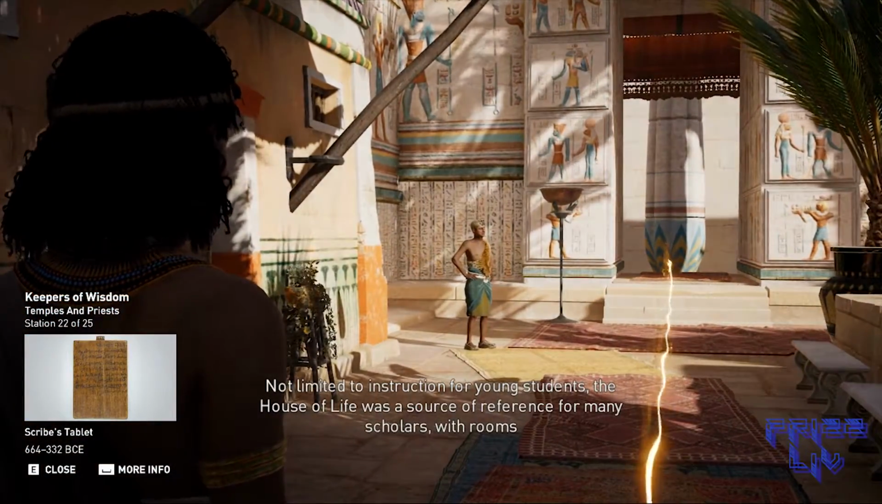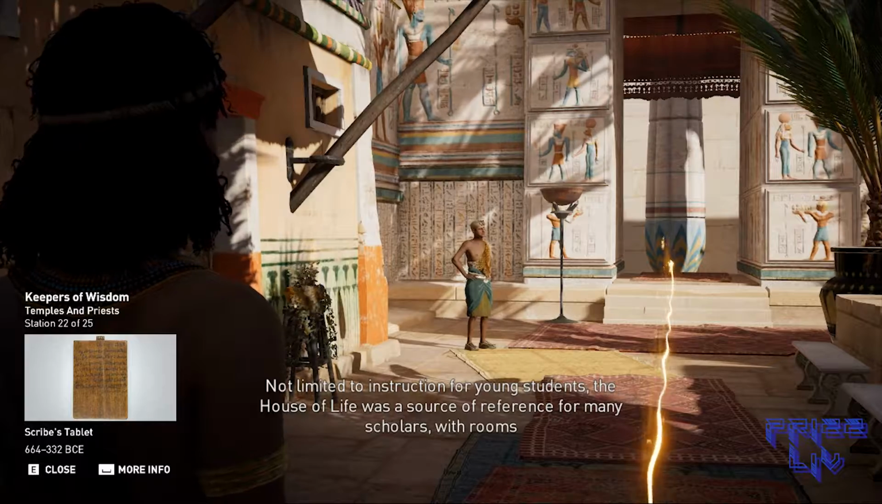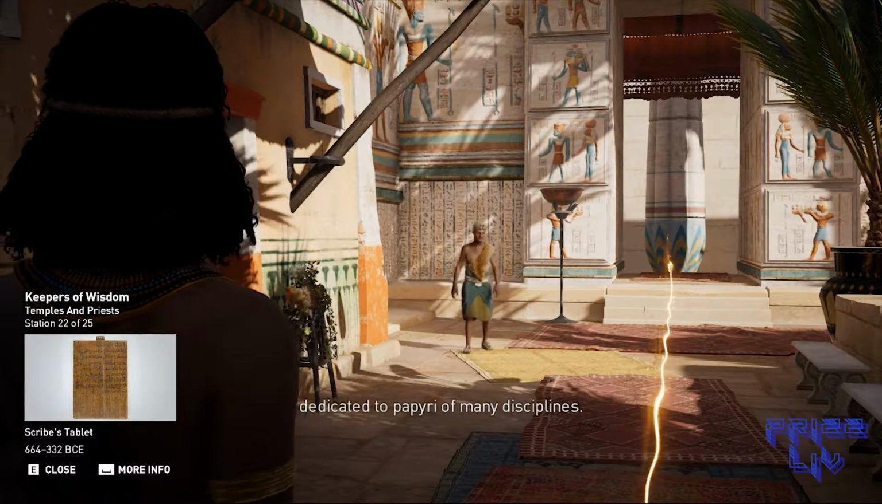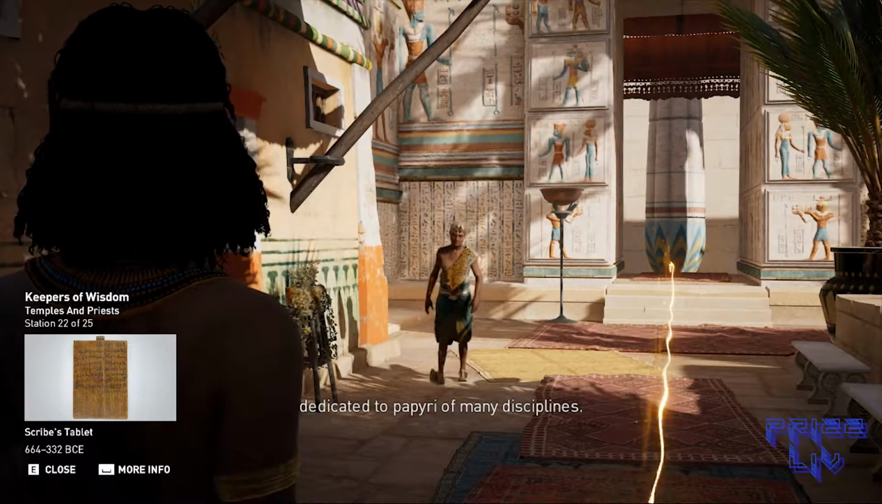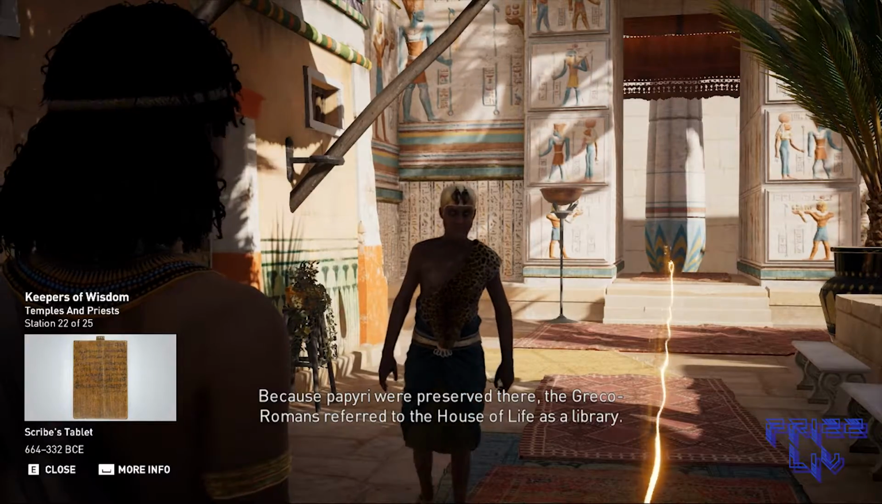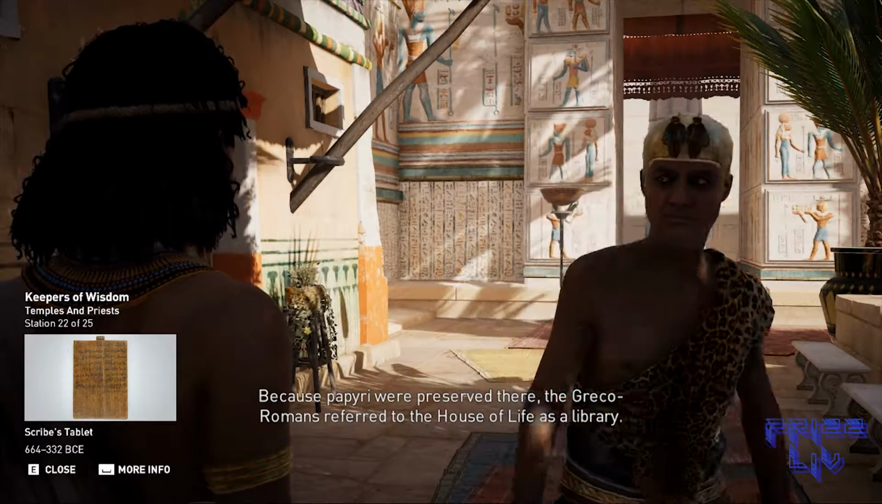Not limited to instruction for young students, the House of Life was a source of reference for many scholars, with rooms dedicated to papyri of many disciplines. Because papyri were preserved there, the Greco-Romans referred to the House of Life as a library.